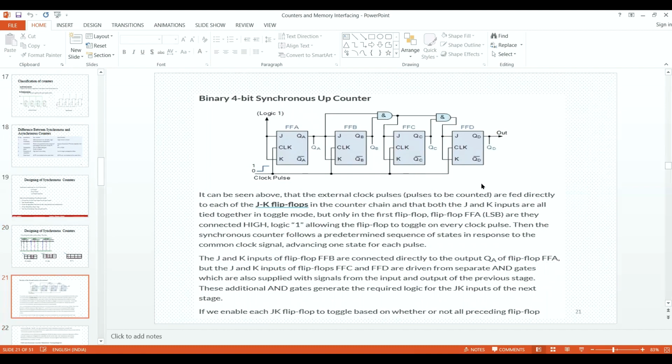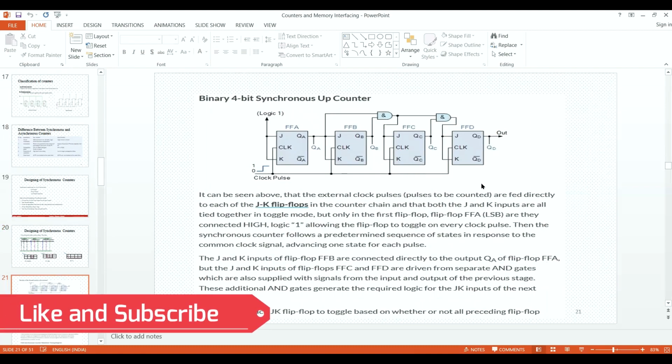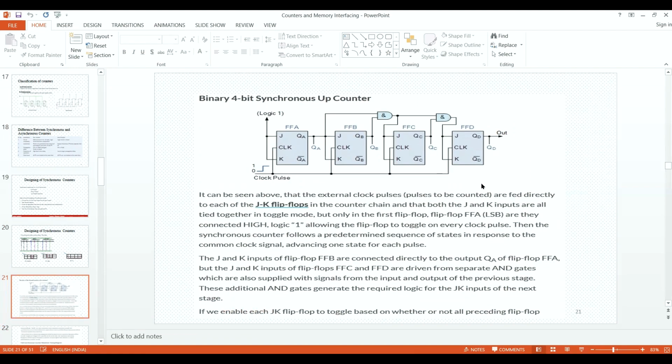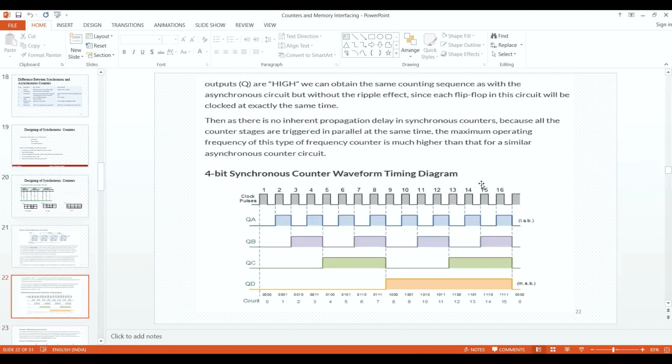So when we talk about binary 4-bit synchronous up counters, since it is synchronous 4-bit, we are going to use 4 flip-flops, that is fixed. Synchronous means we are going to use a clock pulse, and we are providing it over here, and we can provide different combinations or delays. One thing is very clear: we normally use separate AND gates to transfer information.